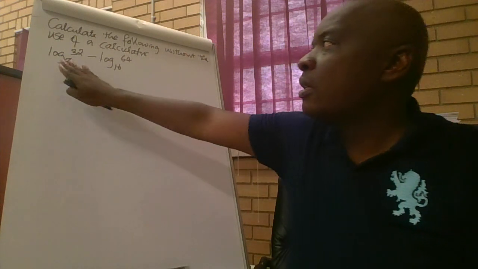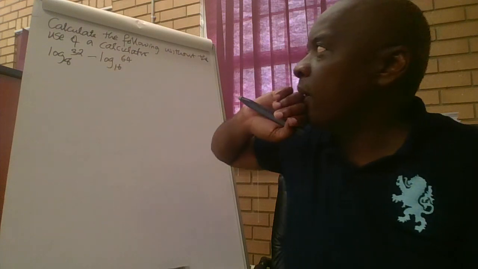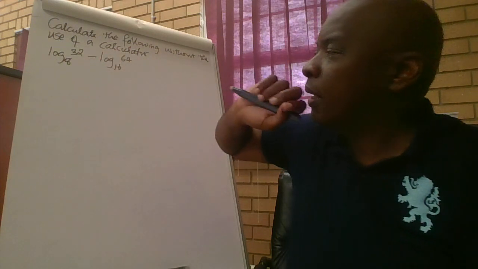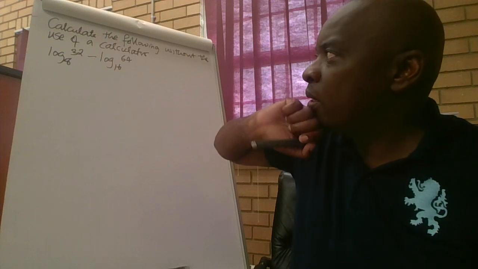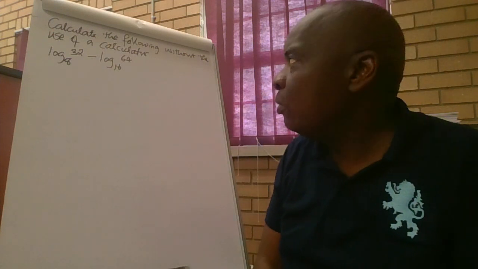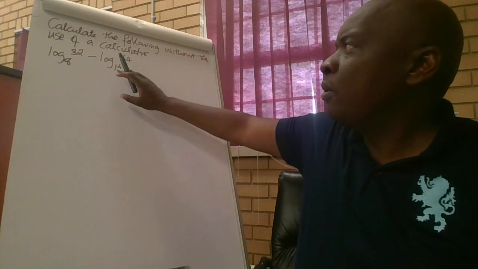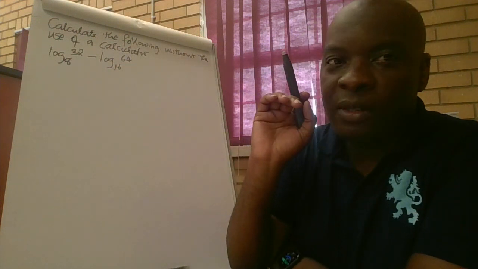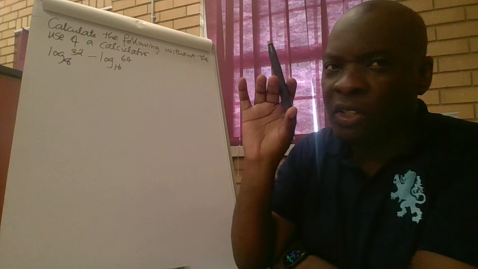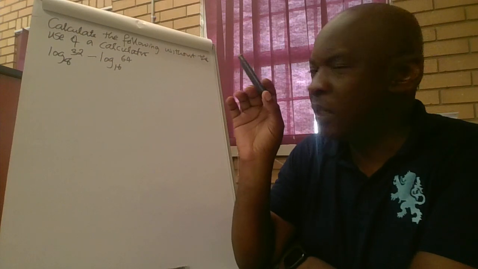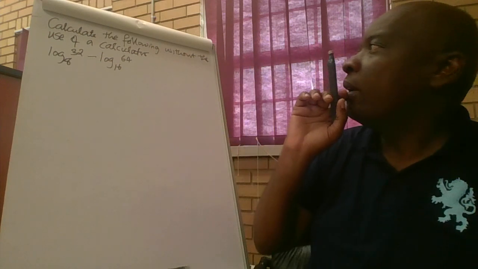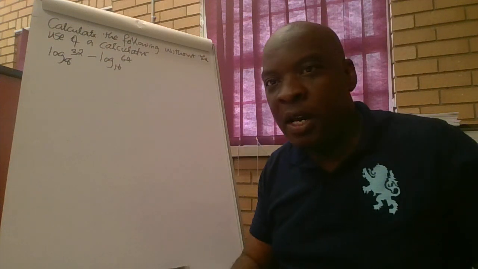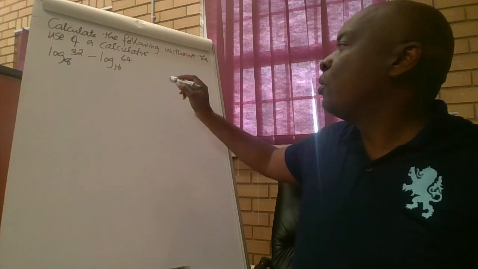So when I look at the two terms I have here, I look at 32 and I look at the base 8. I can see that I can express these as powers of 2. The same thing with 64 and 16. So I can see that it will make sense for me to simplify this by changing both terms to base 2.